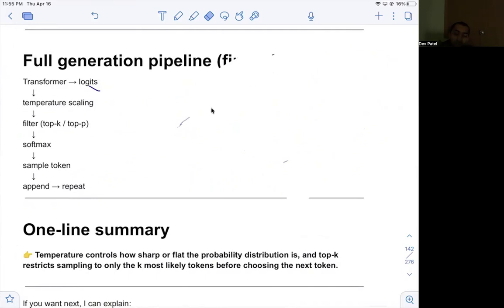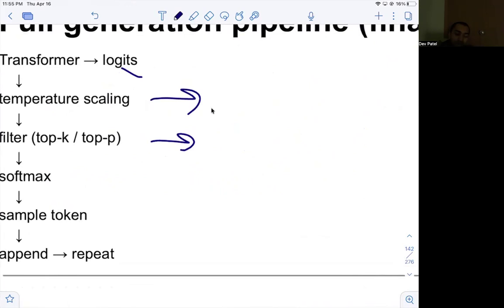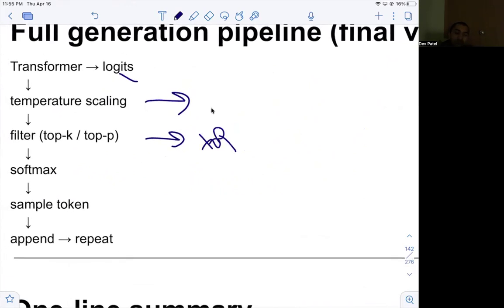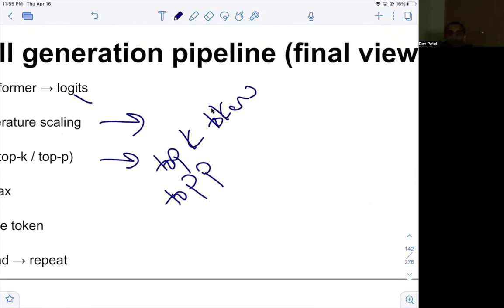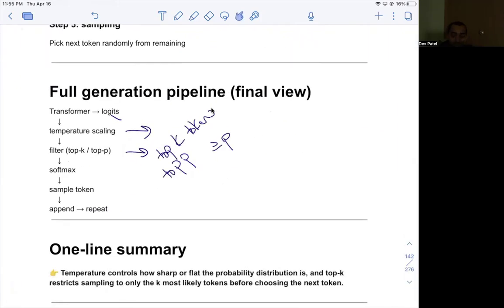And so temperature scaling is a way to control the randomness of it. Top K, top P is a way to select: we're just going to focus on the top K tokens and then renormalize. Or instead of top K, we have top P, focus on all the tokens whose cumulative probability is greater than or equal to P.